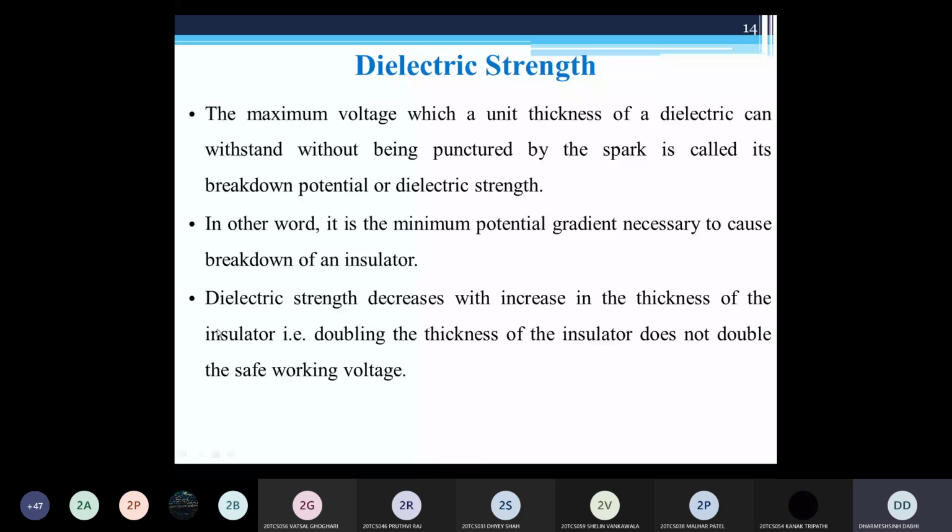So what is the relationship between the dielectric strength and the thickness of the insulating material? Both are inversely proportional. The dielectric strength of the material decreases as you increase the thickness of the insulating material. As the thickness of the insulating material is high, the dielectric strength of that material is low. It means that for a low voltage, your insulating material is punctured if the thickness is high as compared to a lower thickness of the insulating material. So both are inversely proportional to each other.